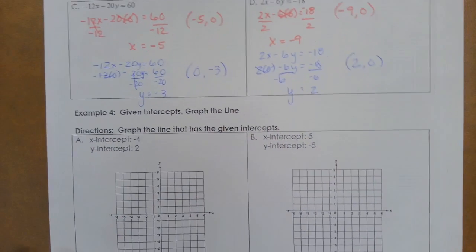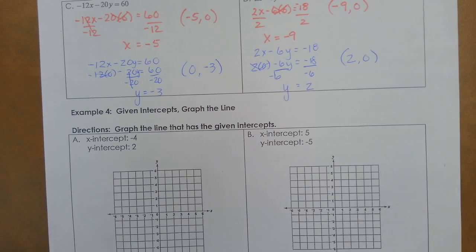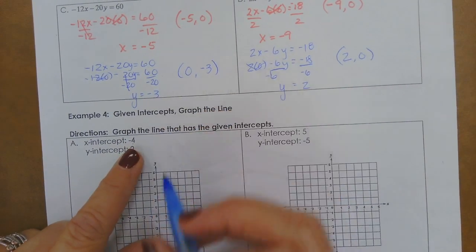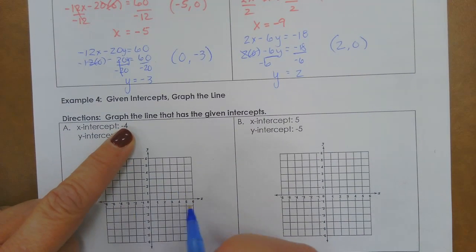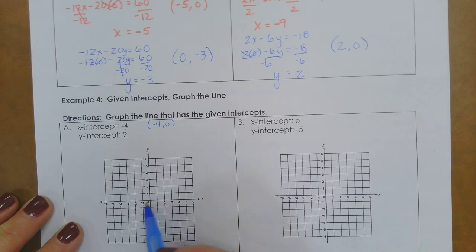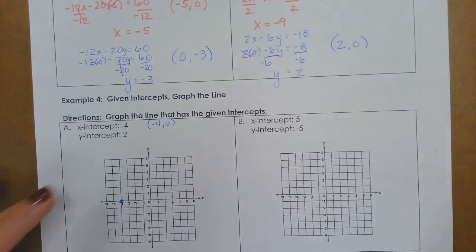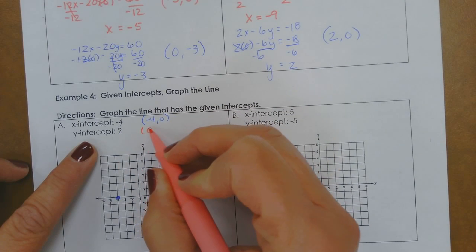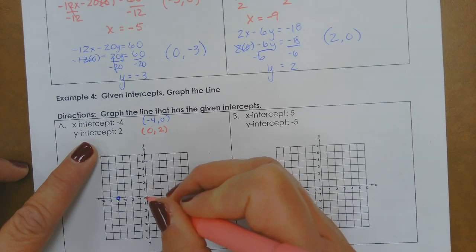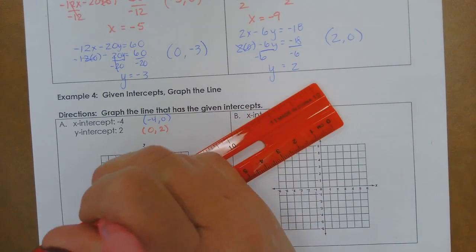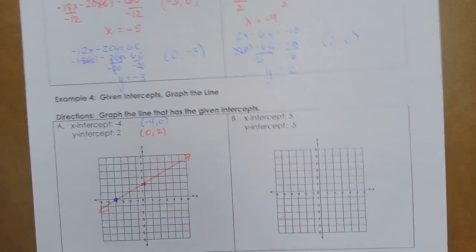Okay, the next is given intercepts, graph a line. So when you're given intercepts, you want to think of them as an ordered pair. For the x-intercept, you know that's going to be where it's intersecting the x-axis. So that would be the same as negative 4, 0. So you go to negative 4, 0 and plot your point. And then this one is intersecting the y at 2. So this is the same as 0, 2. So you're going to go 0, 2. And then you're going to use your straight edge and draw your line through your 2 points.